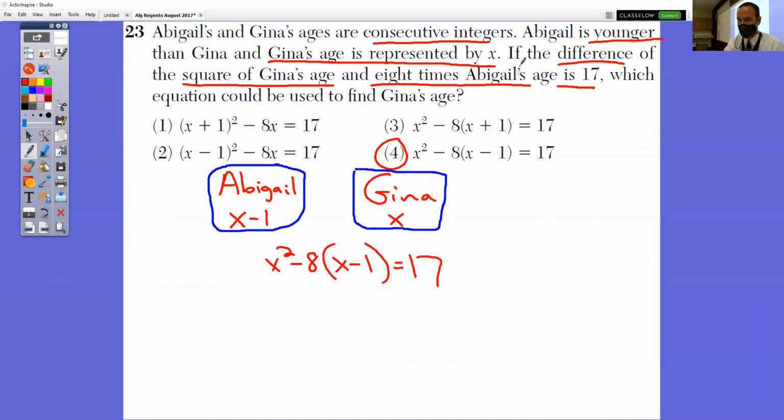Now we're going to set up this equation. If the difference means to subtract. If the difference of the square of Gina's age, so Gina's age squared, that's going to give you this X squared right here. Gina's age squared, and the 8 times Abigail's age. 8 times X -1, because X -1 was Abigail's age, is 17. Is means equals 17. And notice that we are taking the difference of them. That's why you have the subtraction sign there. So which one matches that? It is choice number 4. That one was a little bit wordy.